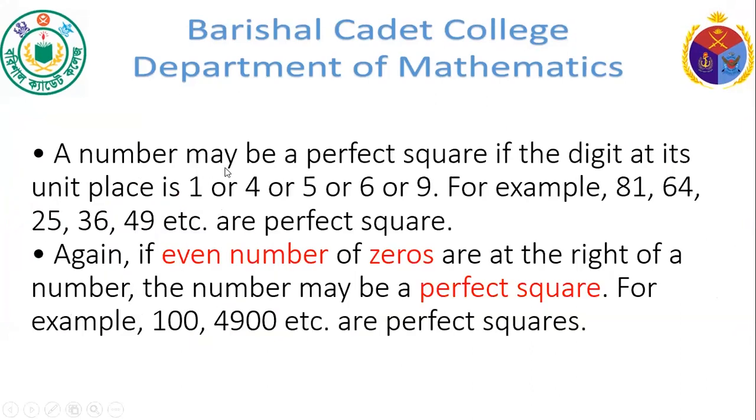A number may be a perfect square if the digit at its unit place is 1 or 4 or 5 or 6 or 9. Okay. For example, 81, 64, 25, 36, 49, etc. are perfect squares. Again, if an even number of zeros are at the right of a number, the number may be a perfect square. Maybe, I'm not sure, but it can be. As for example, 100, 400, 4,900, etc. are perfect squares.